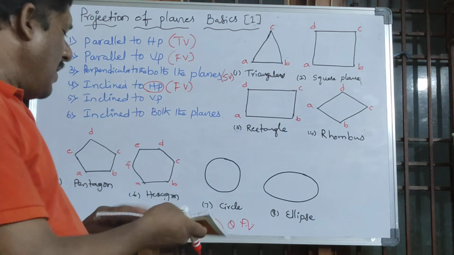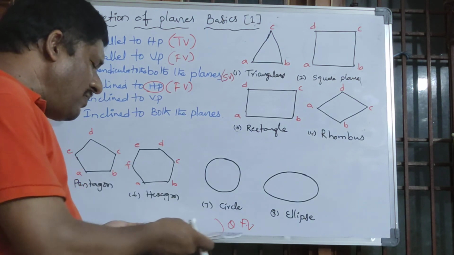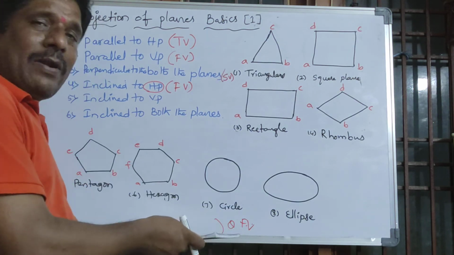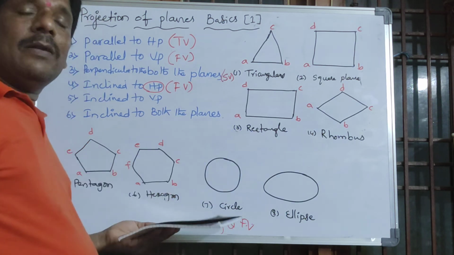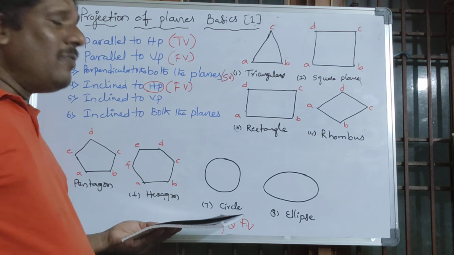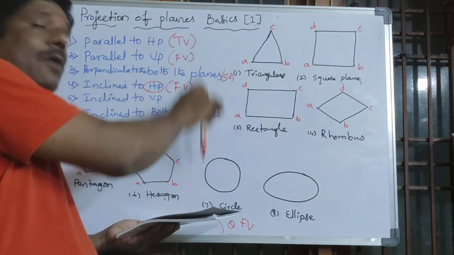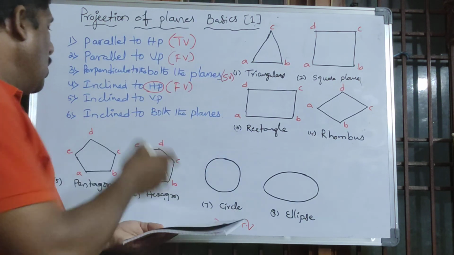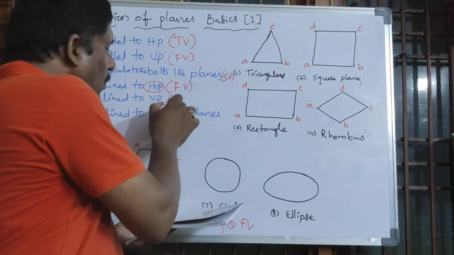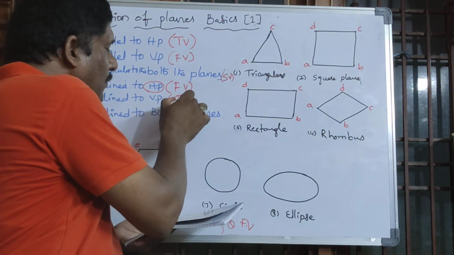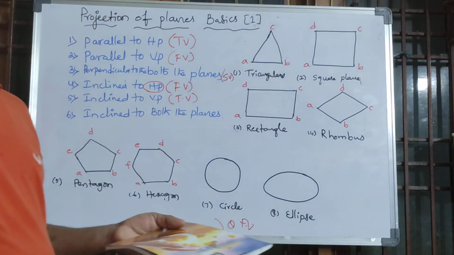In the same manner, the plane is making an angle with VP. So it is moving away from the vertical plane. This angle is called theta, the angle making with VP. It is visible from top view. So when the plane is inclined to VP, the full view or theta is visible from top view. Theta is visible from top view.